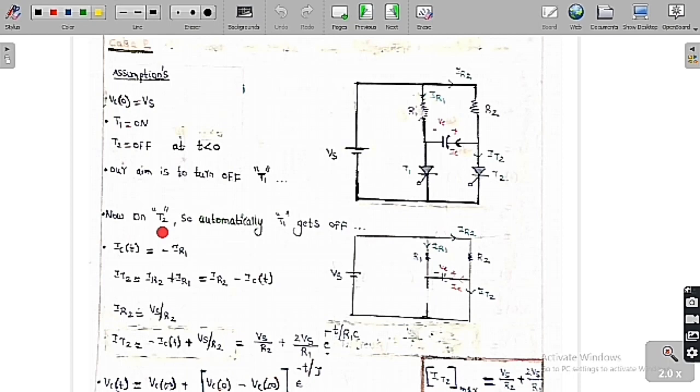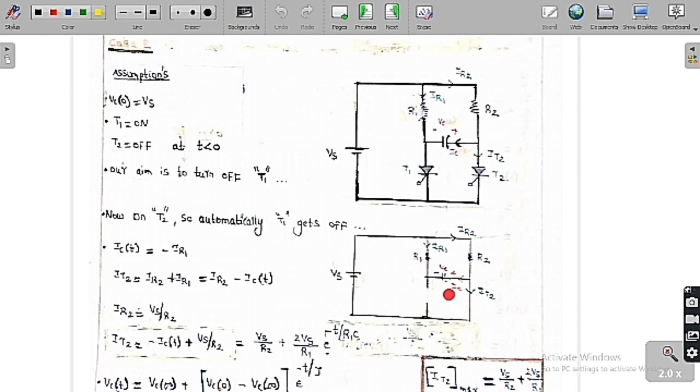Now turn on T2, so automatically T1 gets off, because if you turn on T2, this plus minus is going to act across T1, meaning this thyristor is going to face a reverse voltage, so it automatically turns off. When you turn on T2, at that moment a reverse voltage is across T1, so T1 is going to get turned off. This is the circuit you get after turning on T2. This is IR1, this is IR2, this is the capacitor current IC, and this is the current in the thyristor, which is IT2.